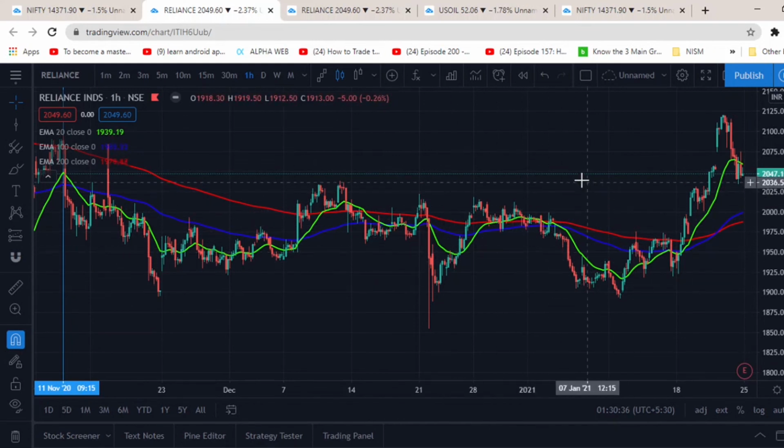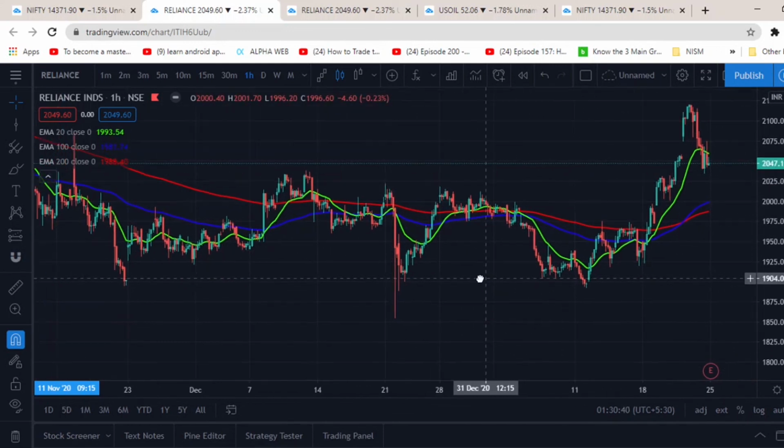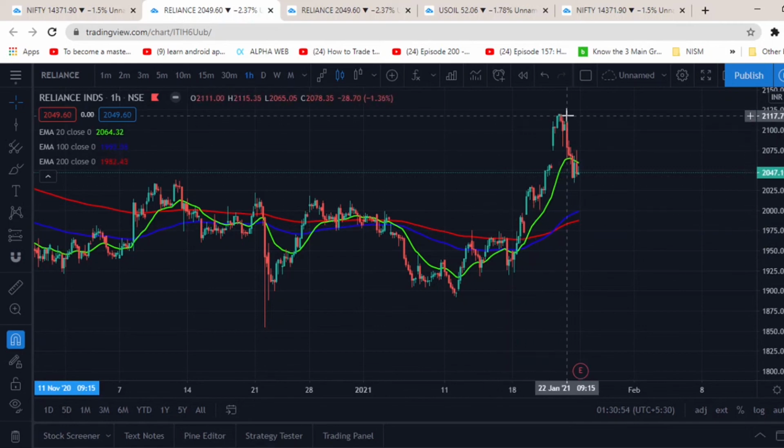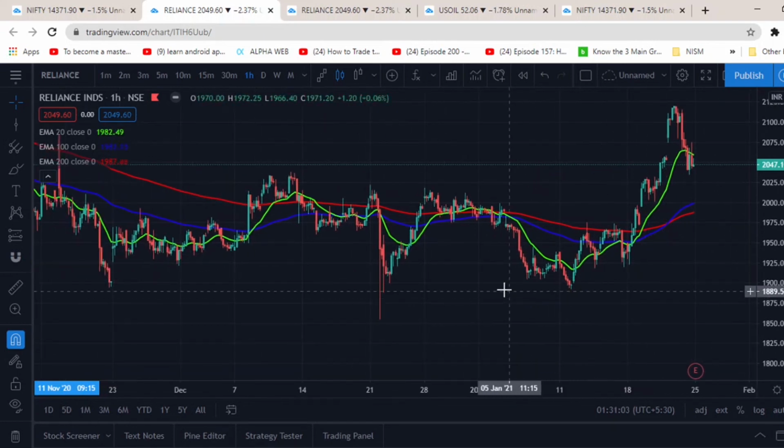So we again look for the swing and we enter the trade in the lower time frame. Once the trend is confirmed by making the higher high, the breakout is confirmed and we can enter the trade around 1975, and we got around a 150 points move in Reliance in the last week. Yeah, this is the way you use EMA in your trades.